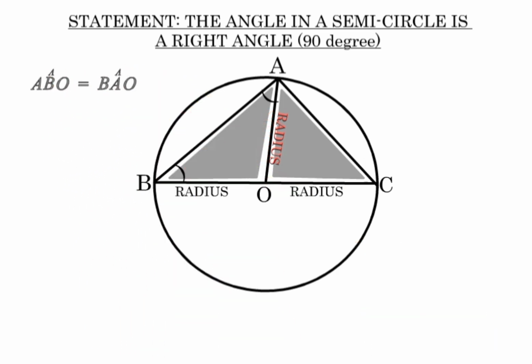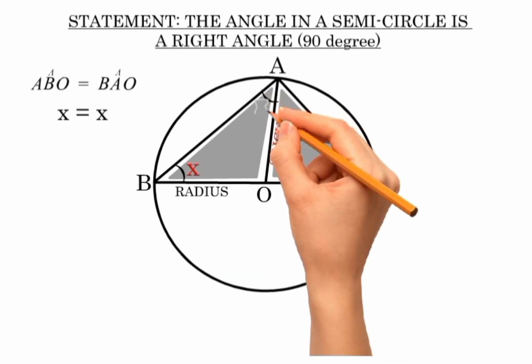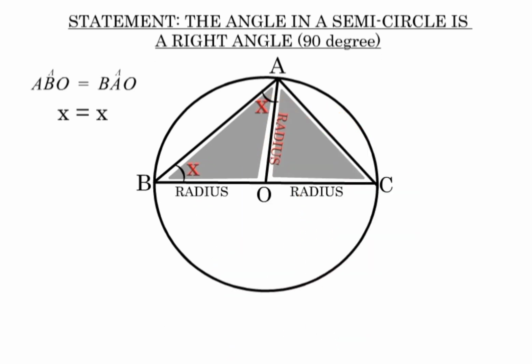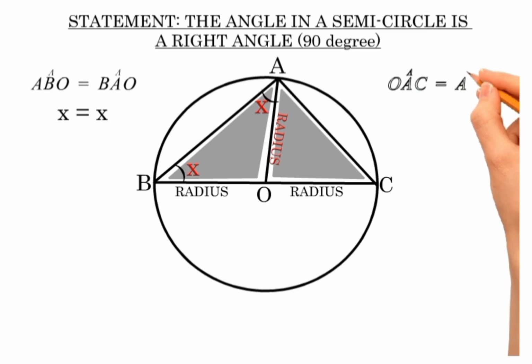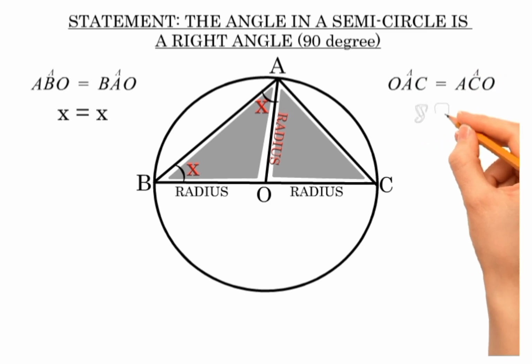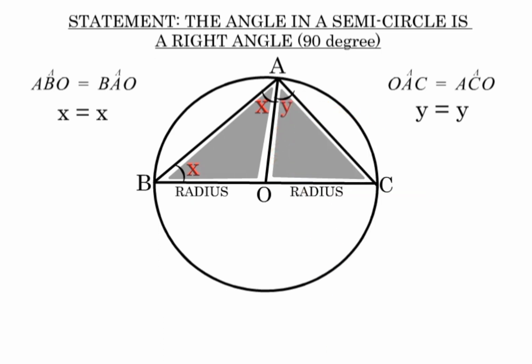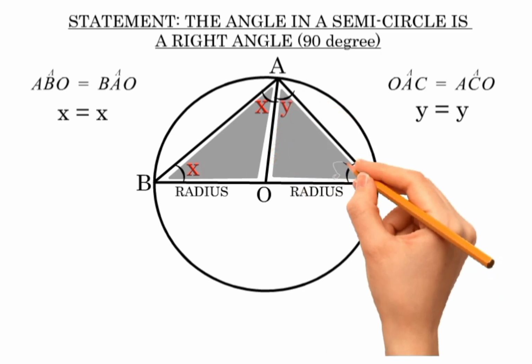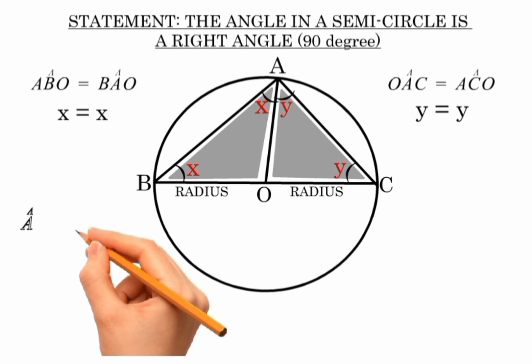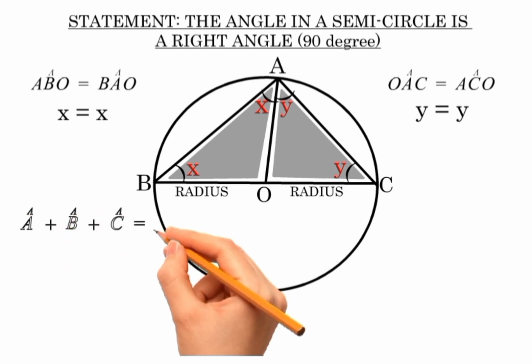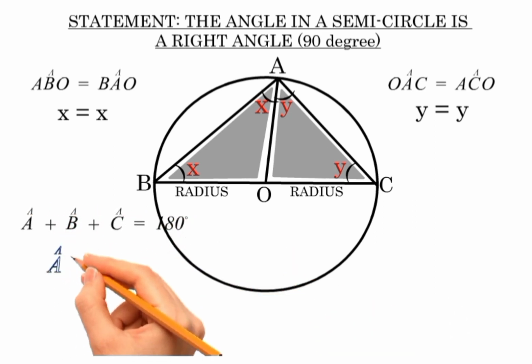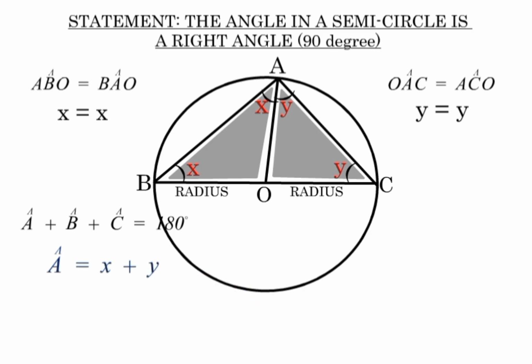If the angle at ABO is equal to x, then the angle at BAO is also equal to x. This same idea also works for angles OAC and ACO when taken as y. Remember that the sum of the angles in a triangle ABC is equal to 180 degrees, since we already have A as x plus y, B as x, and C as y.